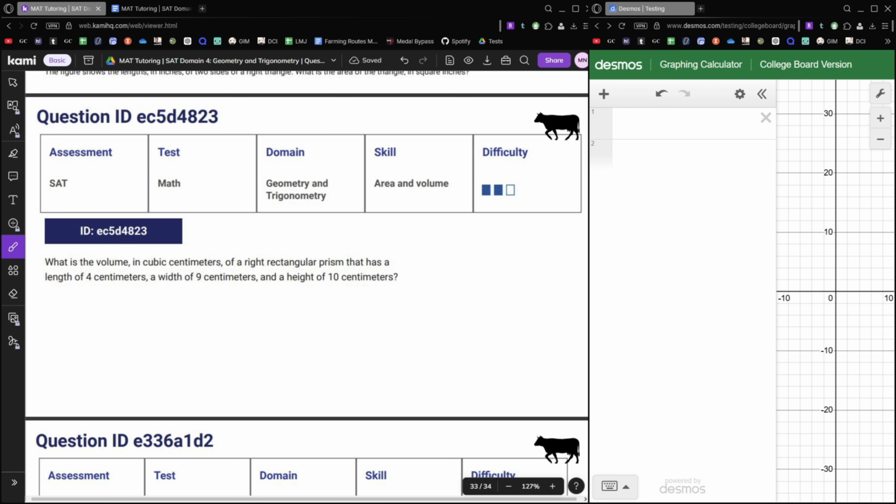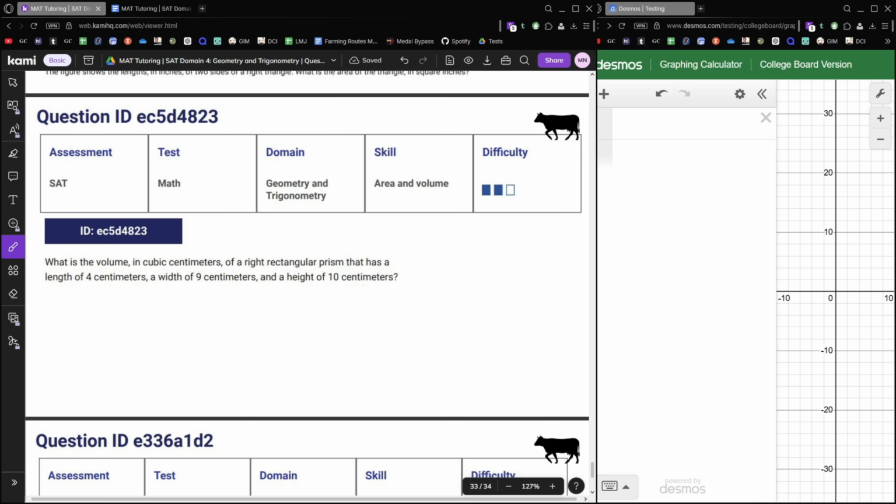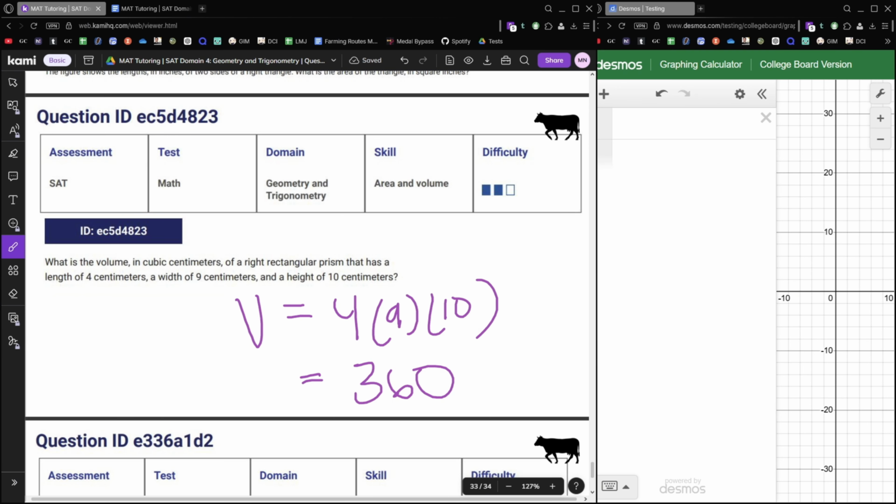Slide number 33. They ask us for the volume of a 4x9x10 right rectangular prism. Once again, looking at the notes, it's at the very bottom left. The volume of a right rectangular prism is length times width times height. So here the volume would just be 4 times 9 times 10. And our answer would be 360.